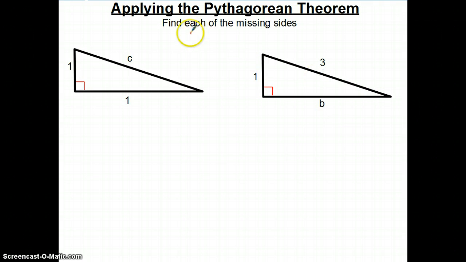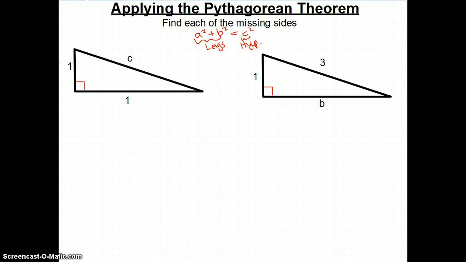So please remember your Pythagorean theorem is a squared plus b squared equals c squared, where a and b do represent the legs of the right triangle, while c does represent the longest side, which we call the hypotenuse of the right triangle.